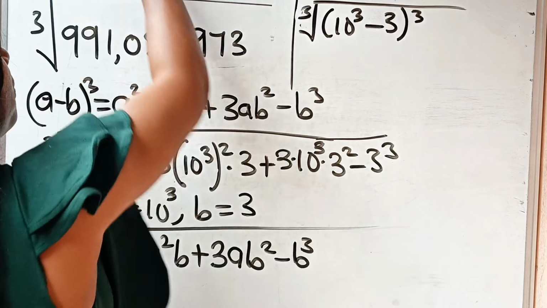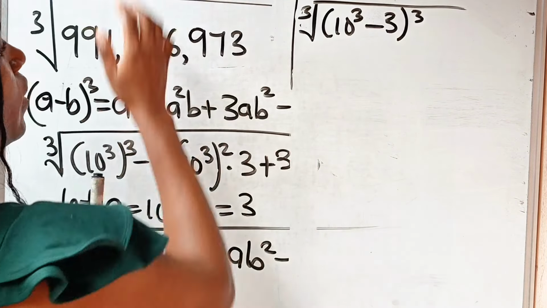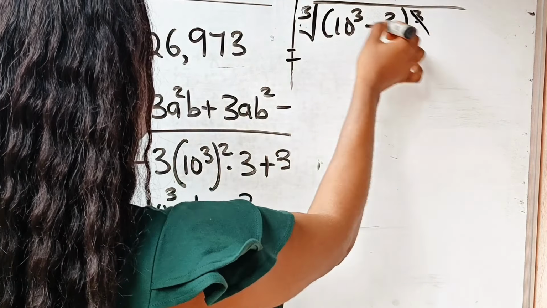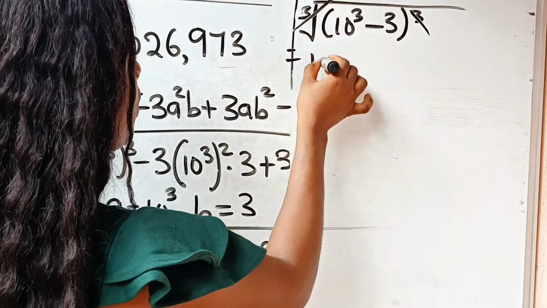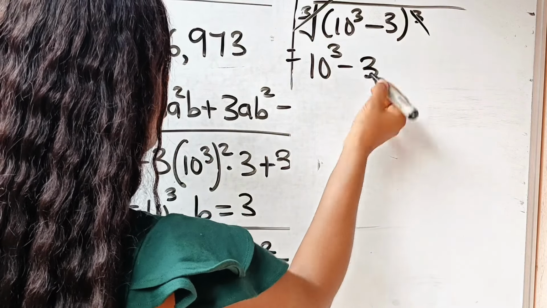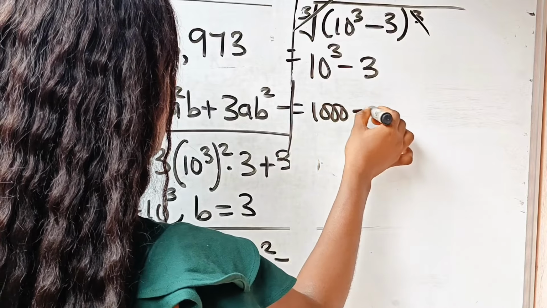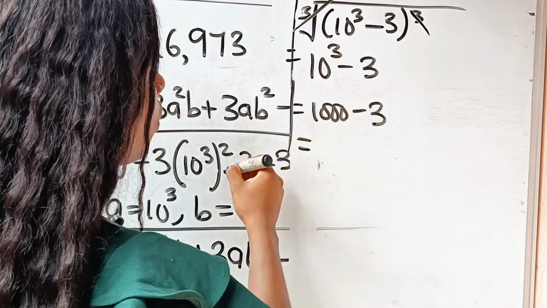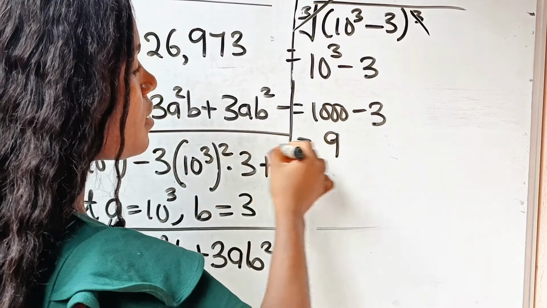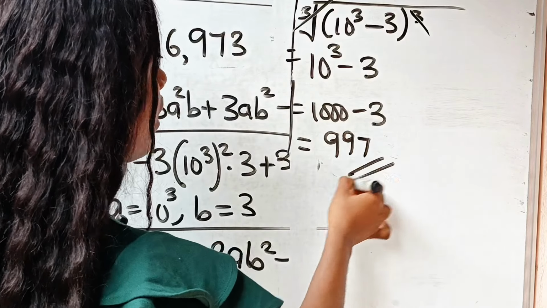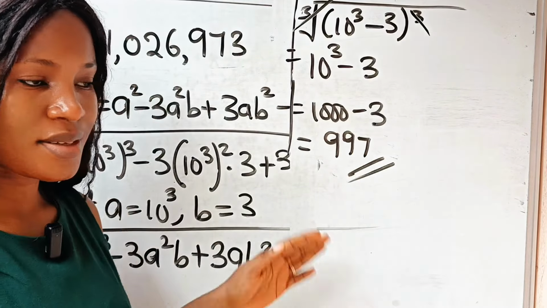Now that we have achieved our aim, we go ahead to do what? To remove this and this. So now we have 10 to the power of 3 minus 3. So this is equal to 1000 minus 3, which is equal to 997. Finally, that is the answer.